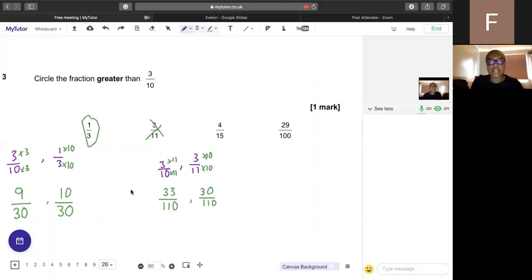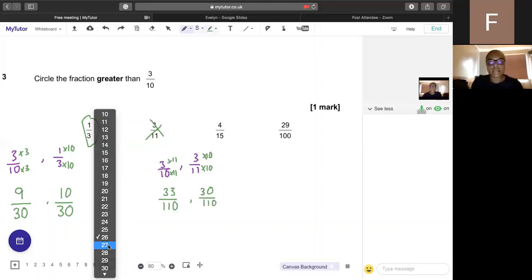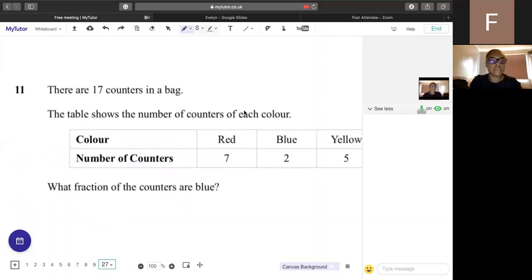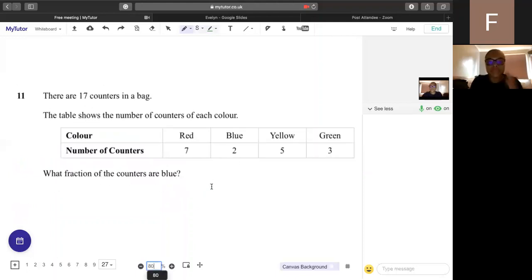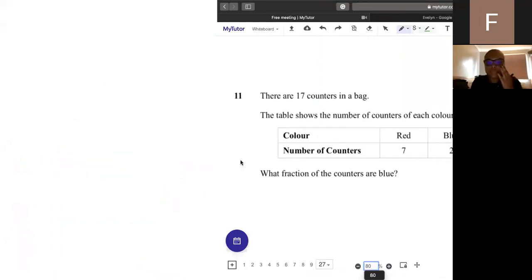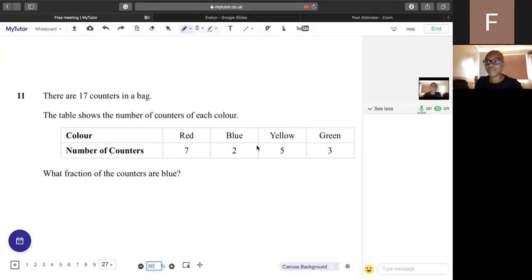So let's look at the next question. Let me see if there's any other questions which anyone is asking as well. Yes, someone suggested that you could convert them into percentages to save time. Yeah, you absolutely could. The only reason why I'm not doing that here is because I'm going to go through fractions and percentages on Wednesday. So we can see how we can use that as well on Wednesday.